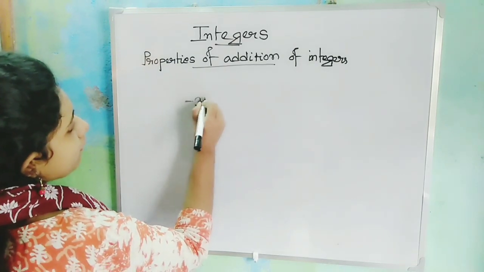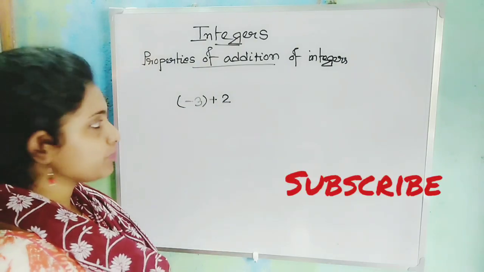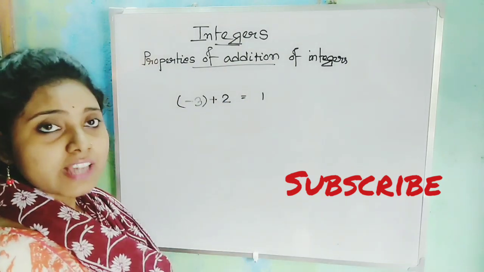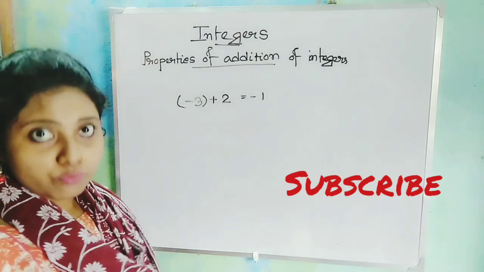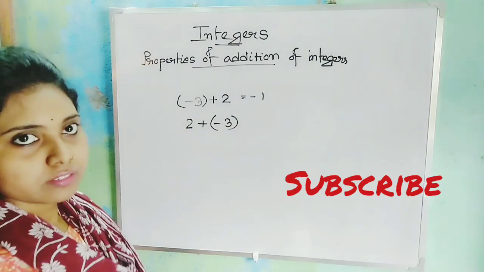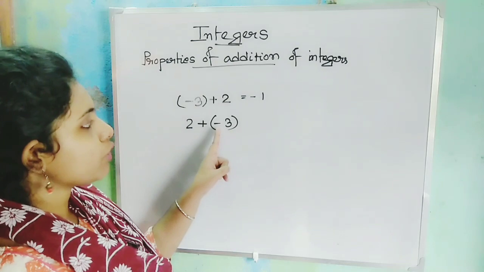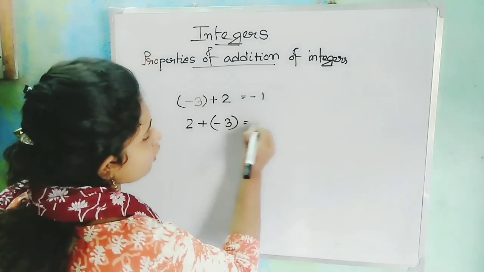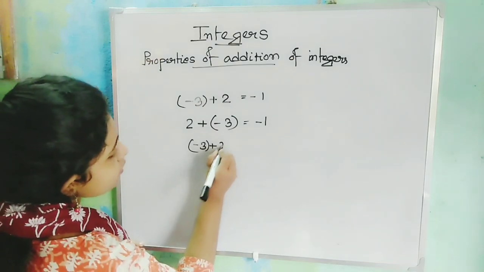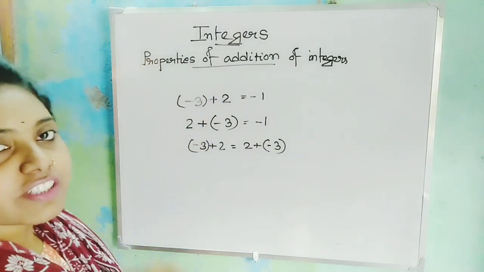See, minus 3 plus 2. What will be the value? Minus 3 plus 2 means 3 minus 2, so 1, and the sign will be minus. So minus 1. Again, if we write 2 plus minus 3, what will be the answer? Here also 3 minus 2, 1, and the sign will be negative. So minus 1. See, minus 3 plus 2 equals 2 plus minus 3. That is, these two values are the same.